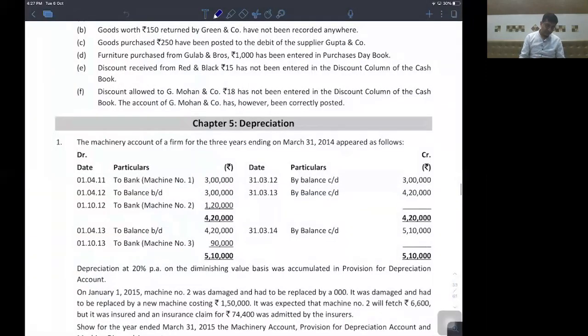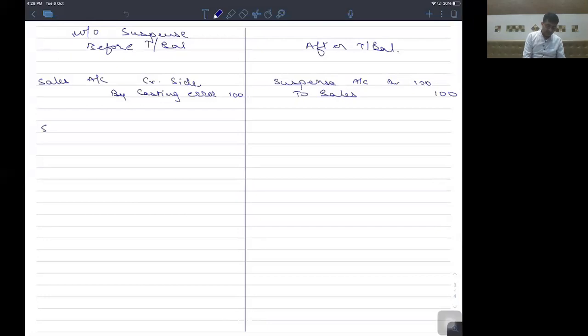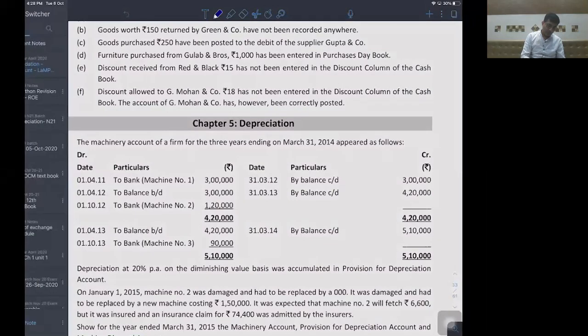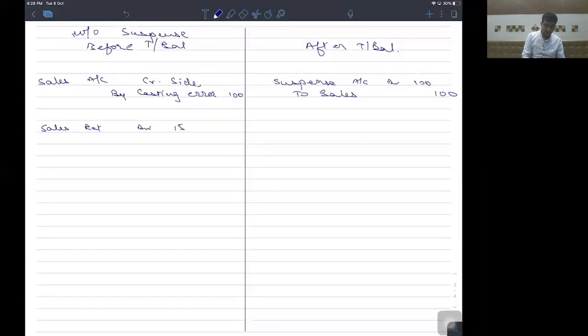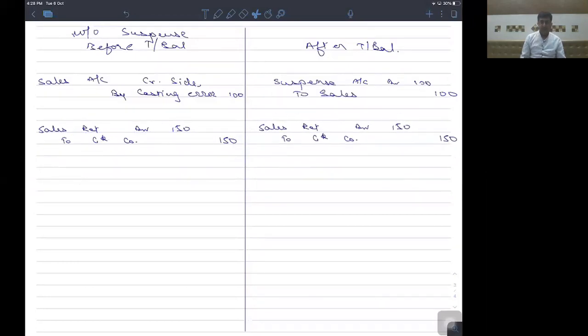The second one is, goods worth rupees 150 returned by Green and Company have not been recorded. Returned by. So my rectifying entry is sales return debit rupees 150 to Green and Company 150, and the same will be the rectifying entry even after preparing the trial balance.